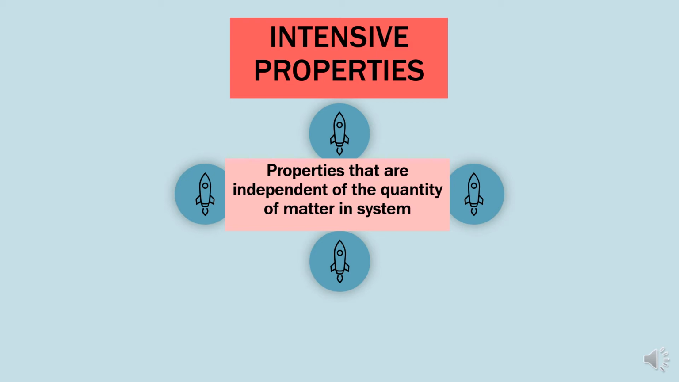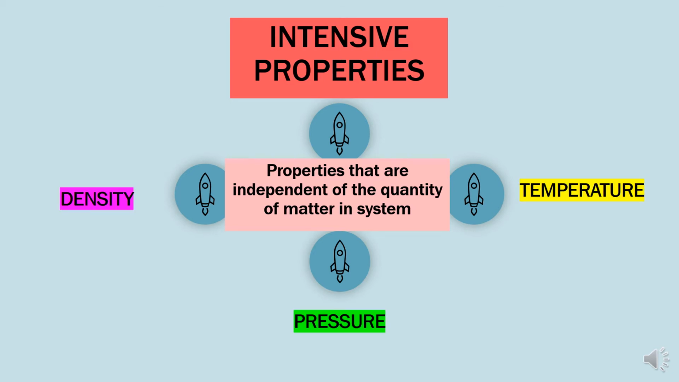एक system में कितनी quantity में matter present है उस पे depend नहीं करती है properties. These are independent of the quantity and basically they are dependent on the nature or type of matter present in the system. And these properties are temperature, pressure, density, etc. Actually, we can take a simple example.